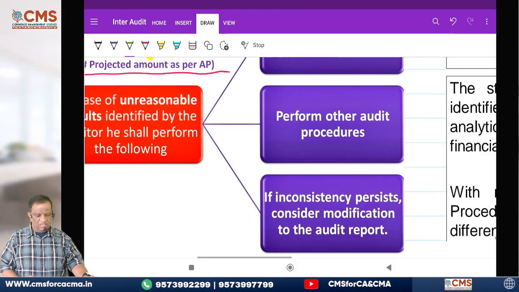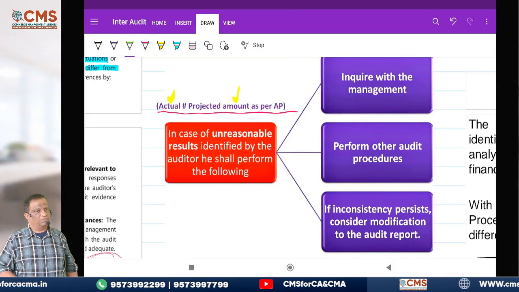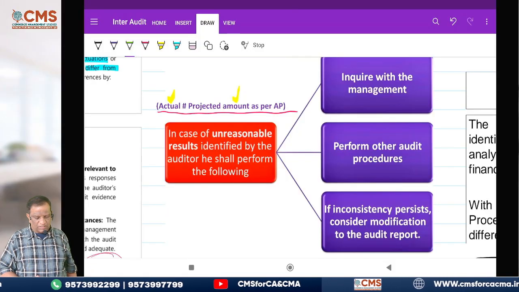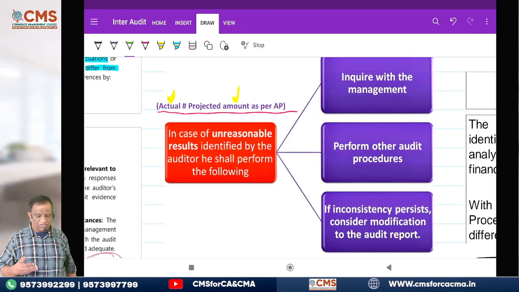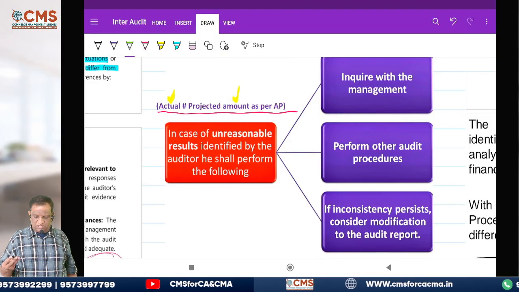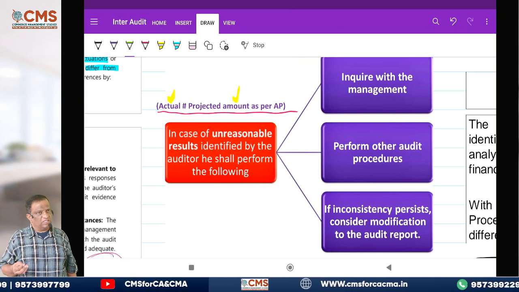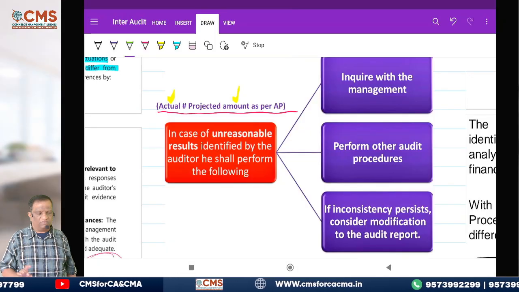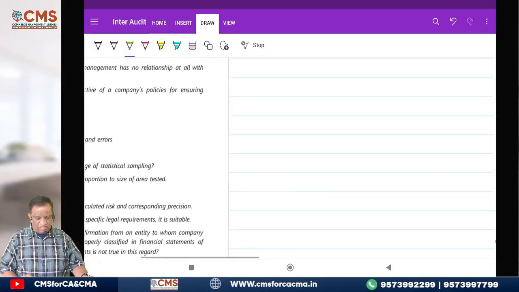So these are common steps everywhere, not just in analytical procedures. Wherever there are unreasonable results, that is, your actual amount and the projected amount are differing, what do I do? 3 steps. Inquire with the management and perform other audit procedures. If that inconsistency is still there, modify the report. That's all. That is the last step of my analytical procedure.